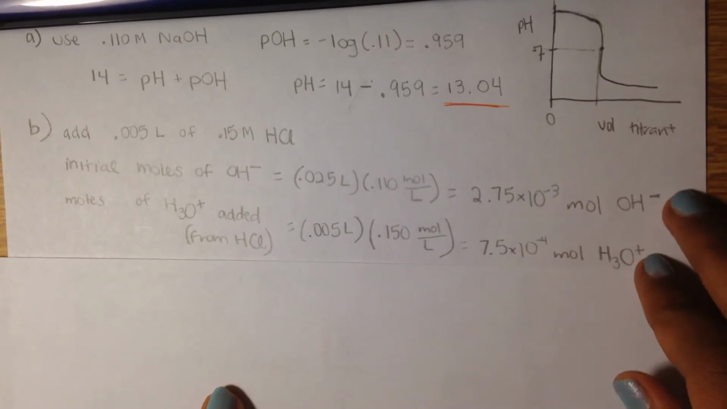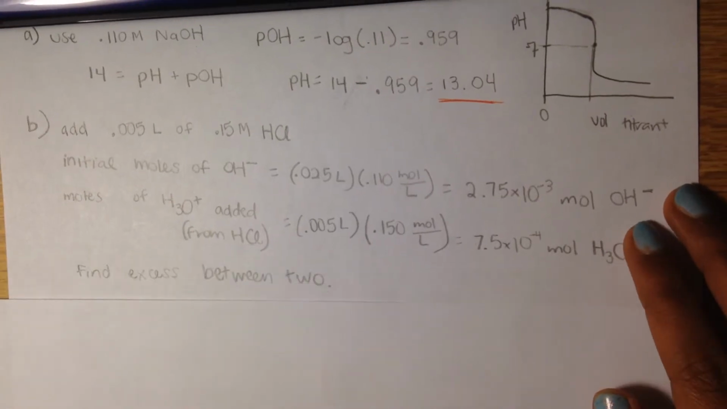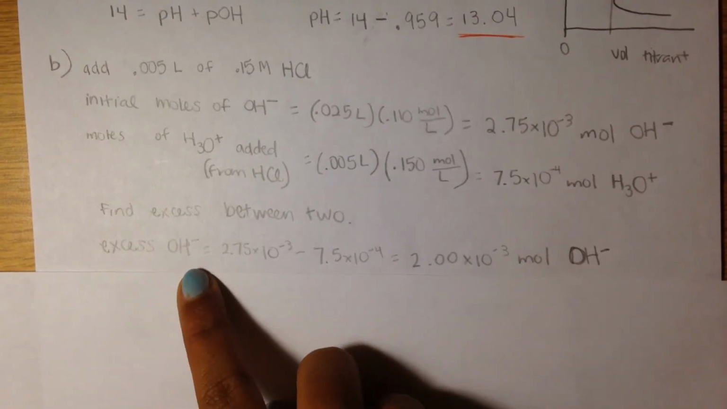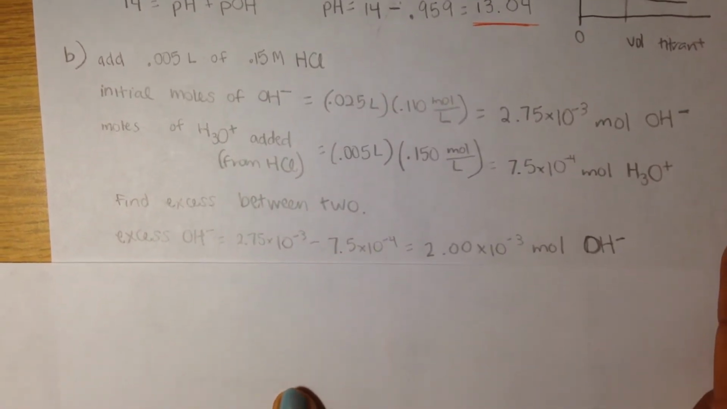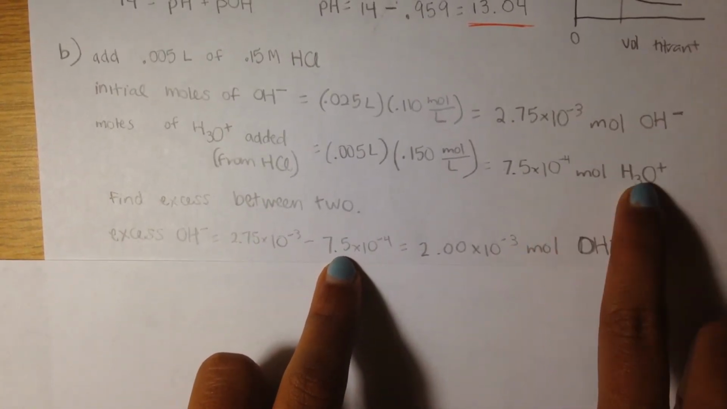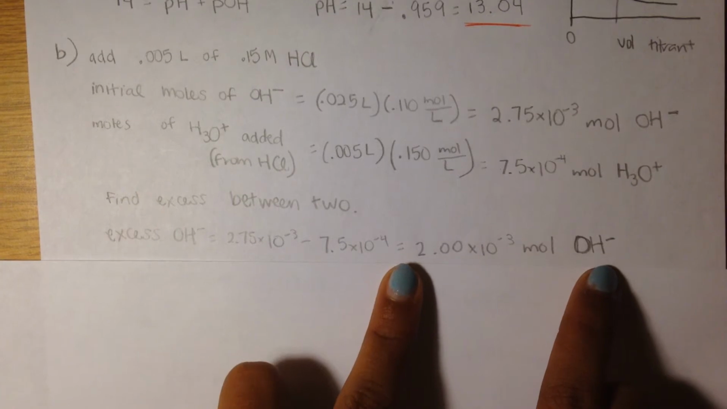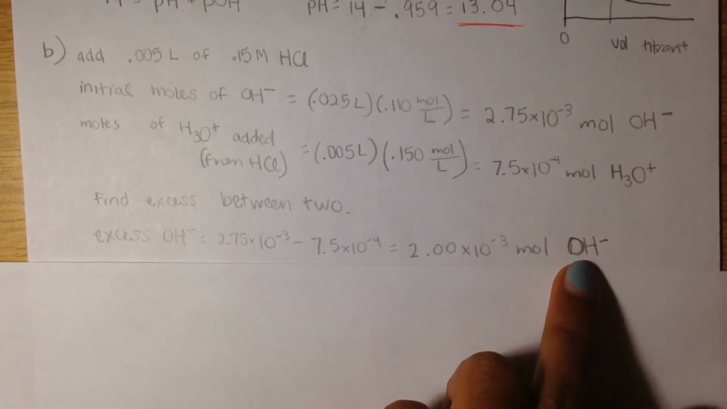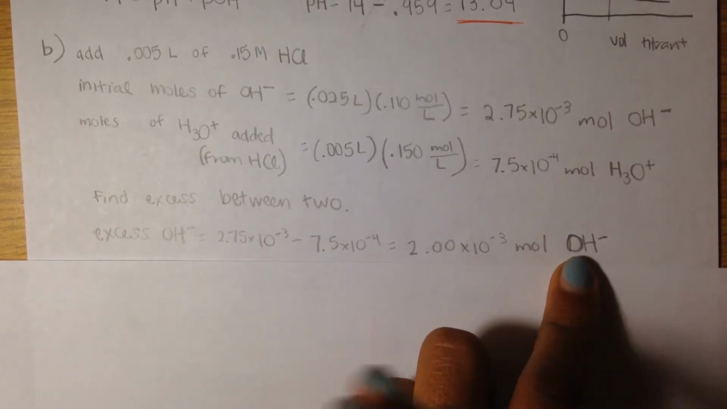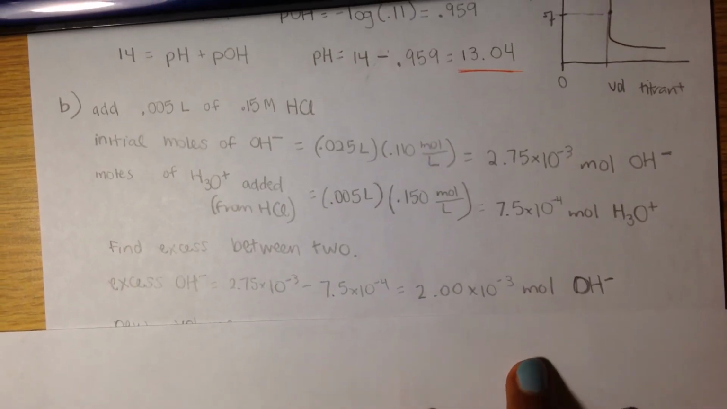So now that you have these two mole amounts, you need to find which one is in excess. The one that is in excess is OH minus because it's a larger value. So you subtract the H3O plus from that, and that leaves you with 2 times 10 to the negative 3rd moles of OH minus. So this is how many moles are left in the titration as of now.